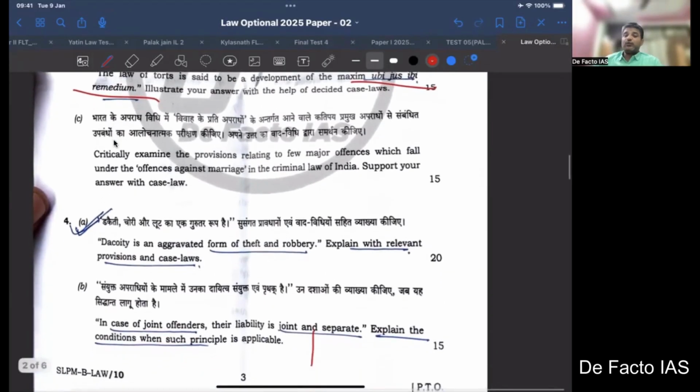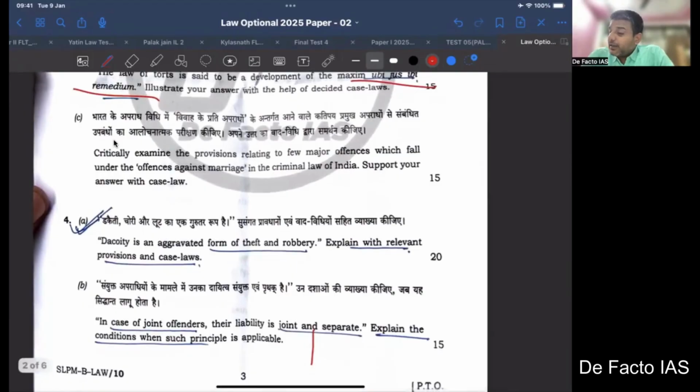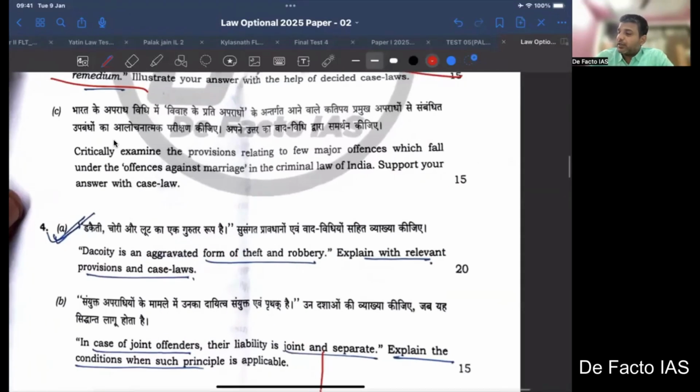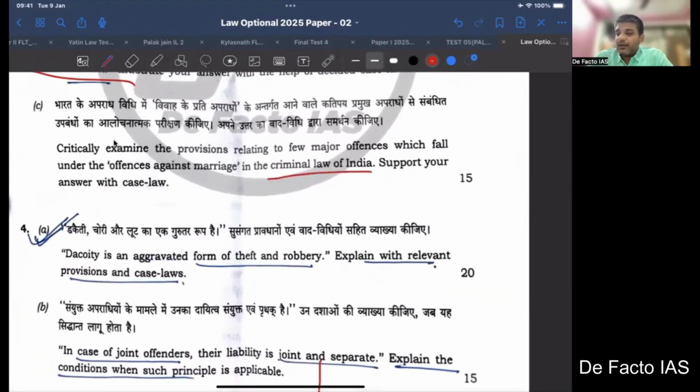Okay, now let us come to 3C. Now it says, critically examine the provisions related to a few major offences against women and marriages in the criminal law of India. Support your answer. Now see, here the word is criminal laws of India. Now, is it talking about IPC only?